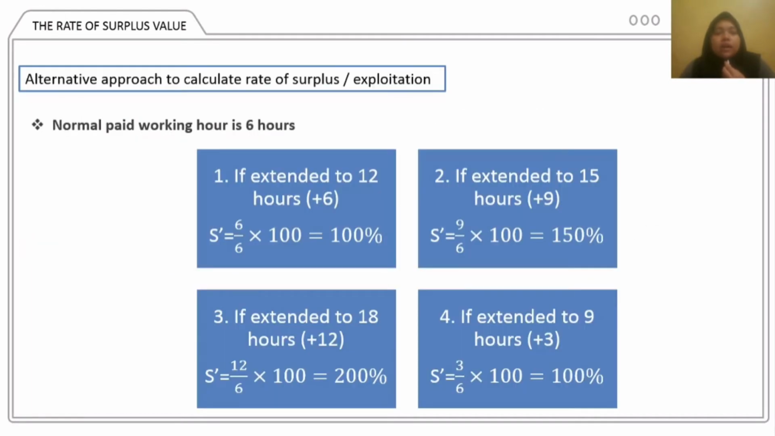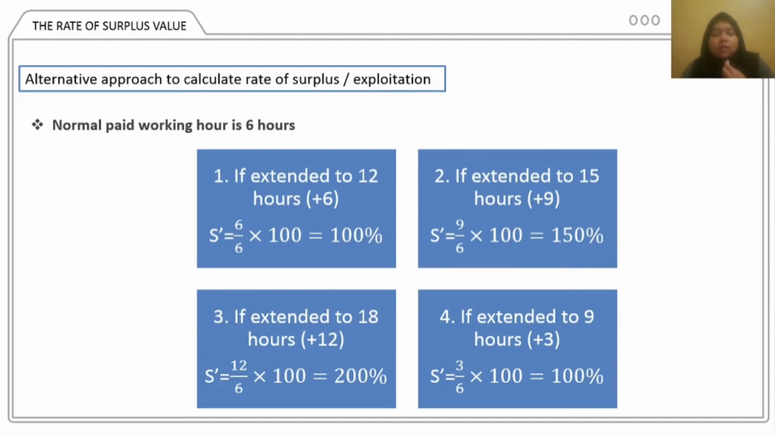Here is an alternative approach to calculate the rate of surplus value or exploitation. The normal paid working hour is 6 hours. So for example 1, if you extend the working hours to 12 hours, it means you add another 6 hours. So 6 over 6 multiplied by 100, you get 100%. For example 2, if you extend to 15 hours, which means you extend another 9 hours, so 9 over 6 multiplied by 100 equals 150%.